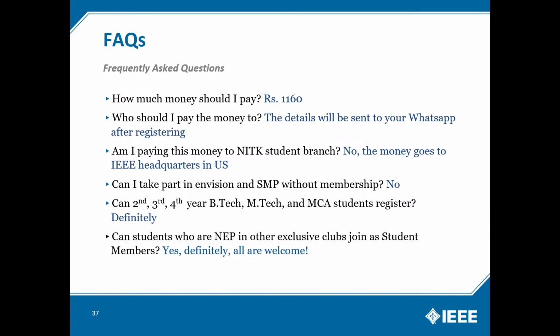As far as the money, where does it go to? We do not receive any of your money. It goes to the IEEE headquarters in the US. Obviously you can't take part in Envision and SMP without the membership. And it's not restricted to only first years. It's a common misconception. You can take up IEEE student membership even if you are in the second year, third year, final year, an MTech or an MCA student.